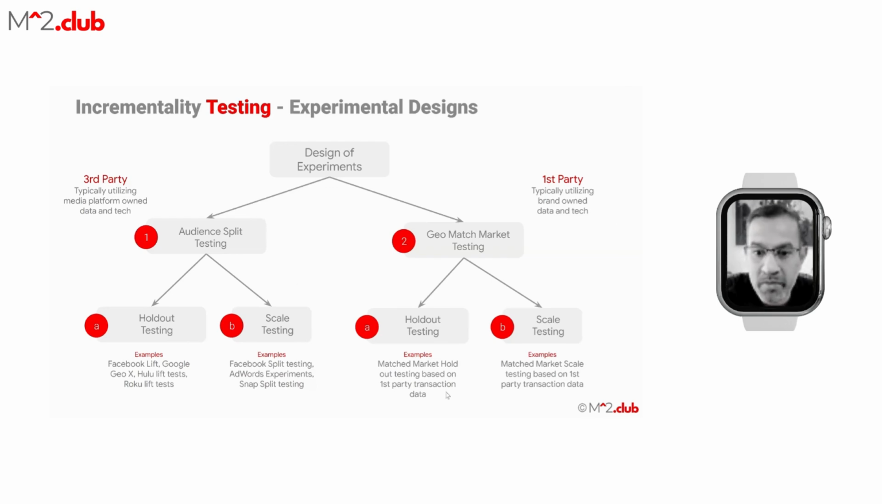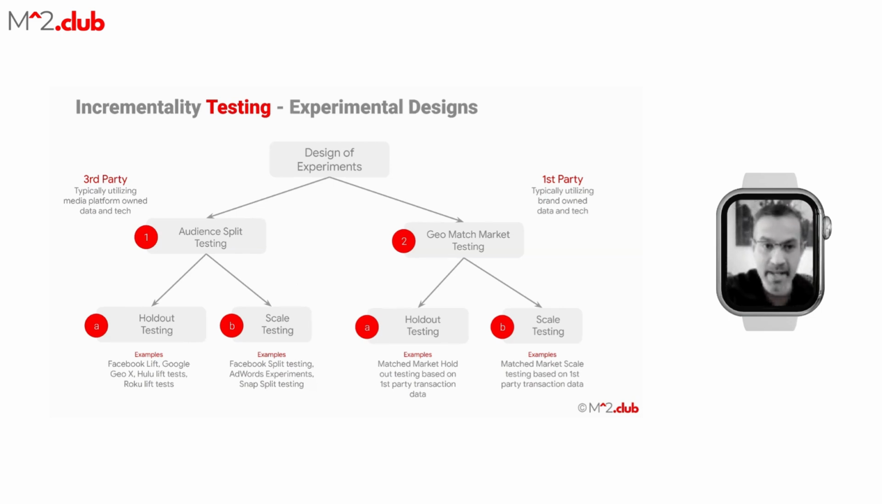This is all usually first party. This is the kind of stuff that if you are a brand, you would do. You would actually do a geo-match market test, right? And in terms of the quality of the test, we talked about that. Testing is the highest form of causal estimate you can get.